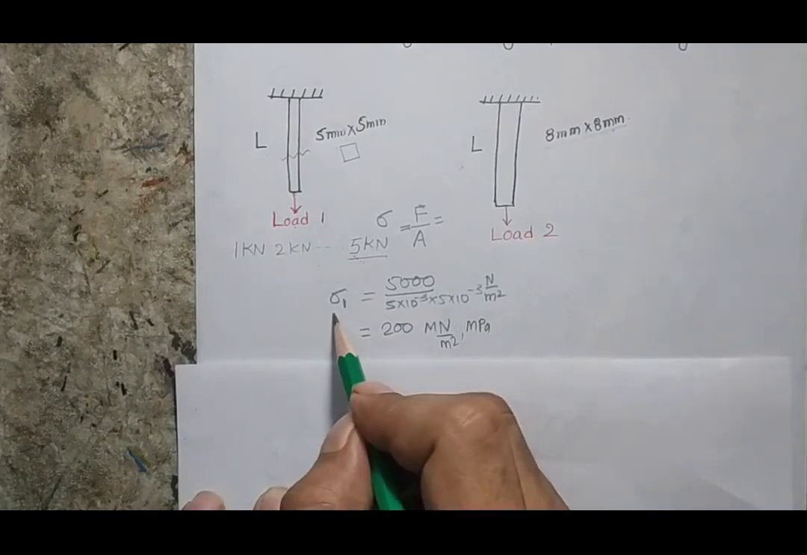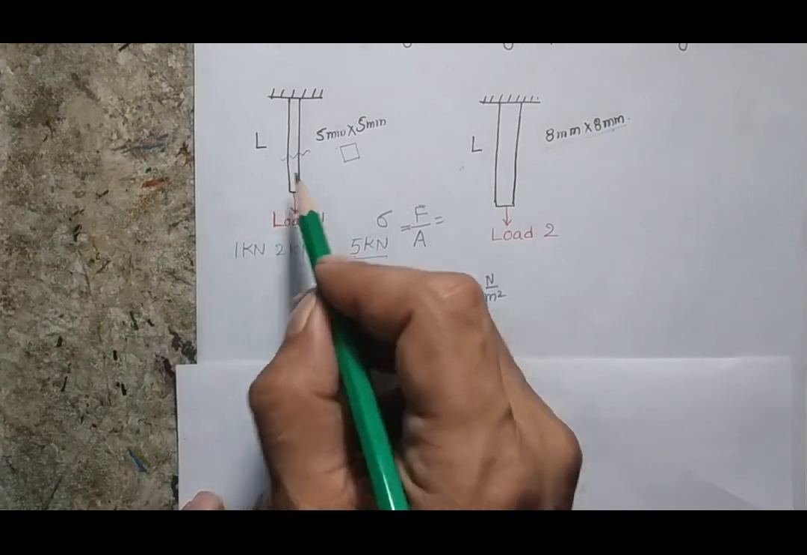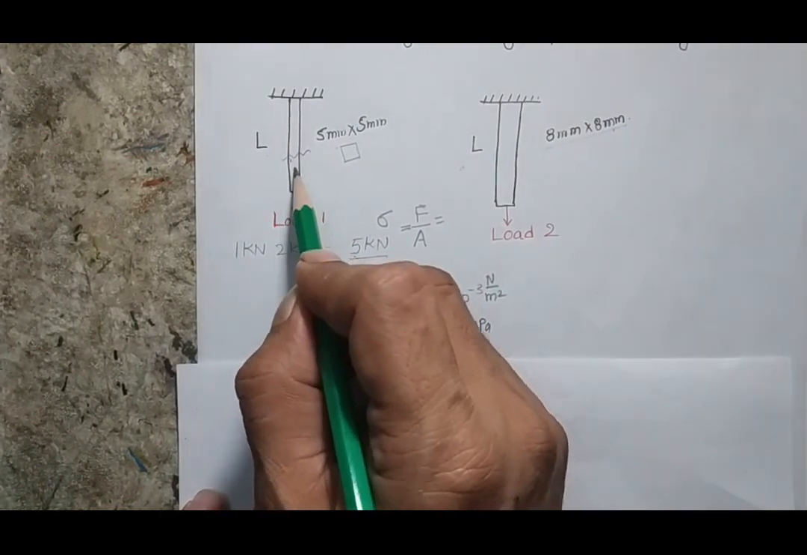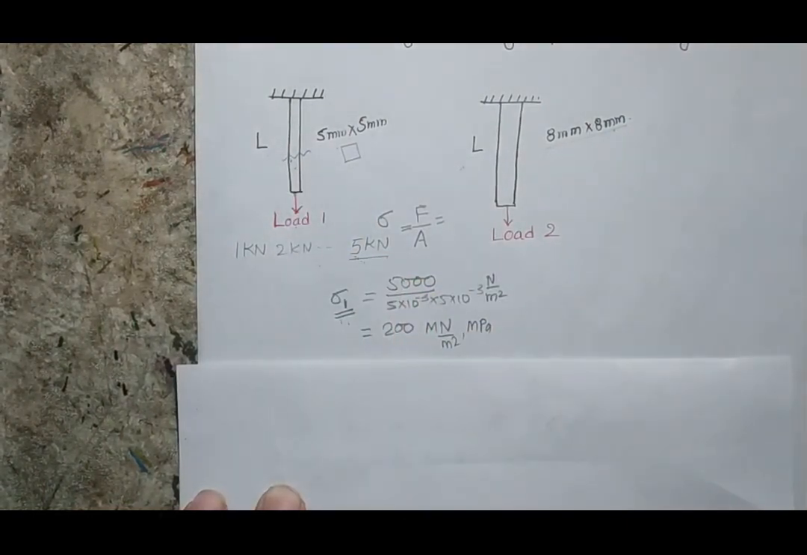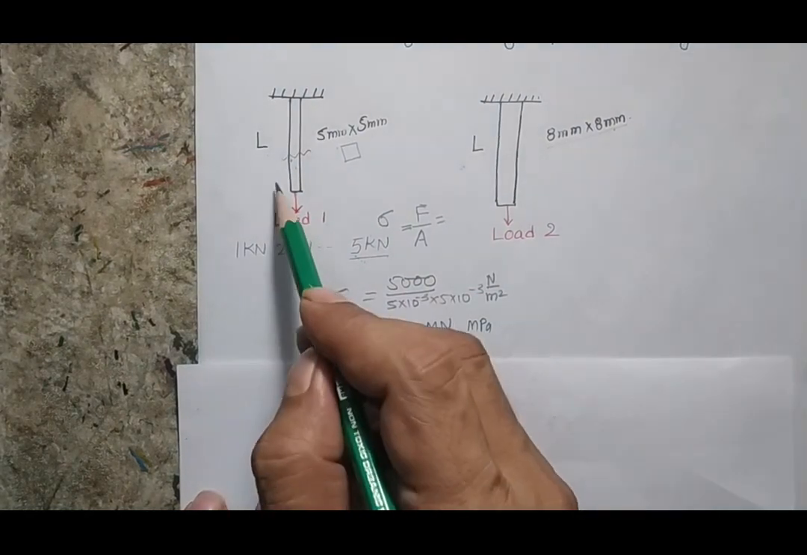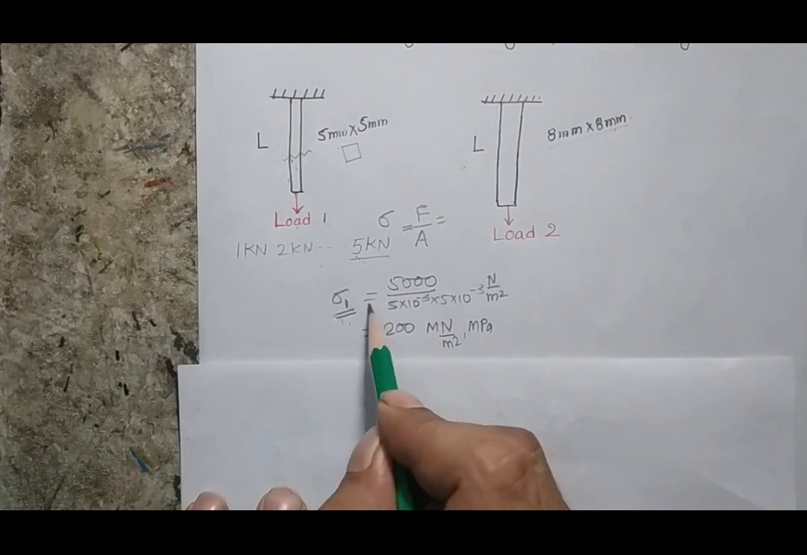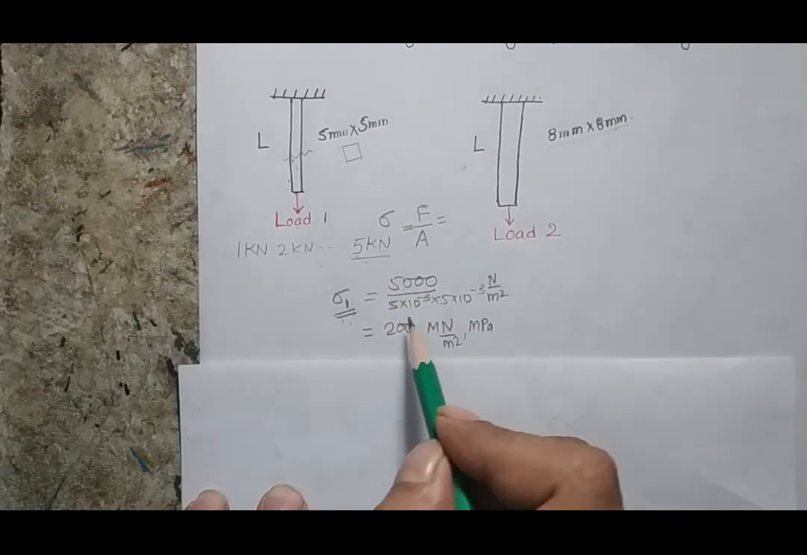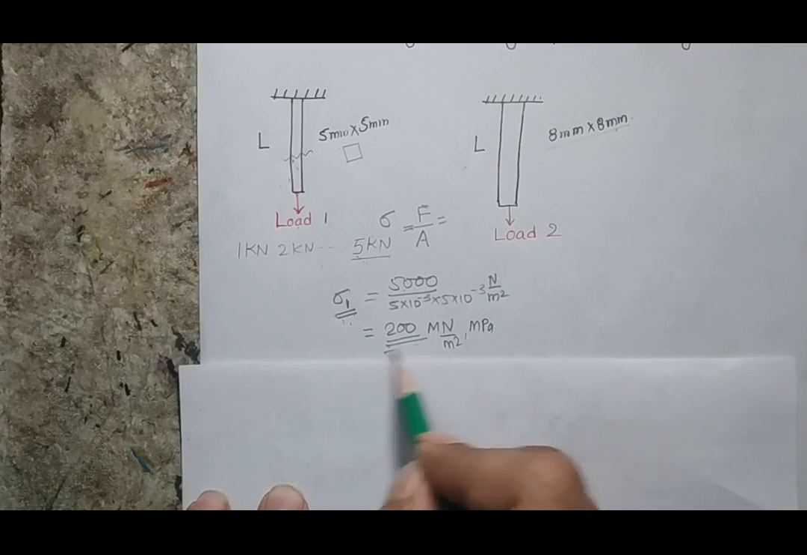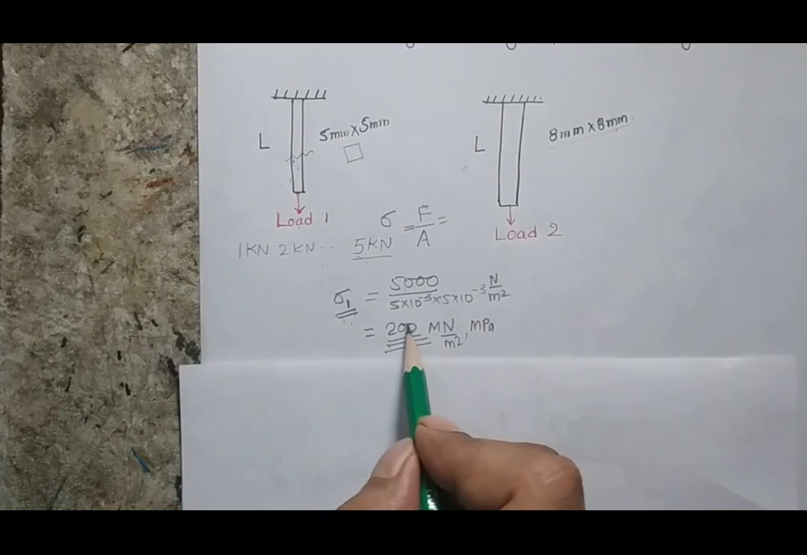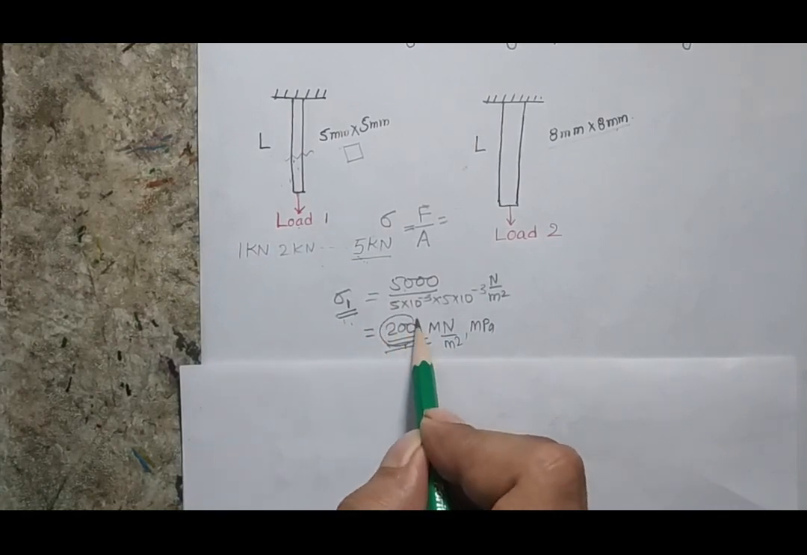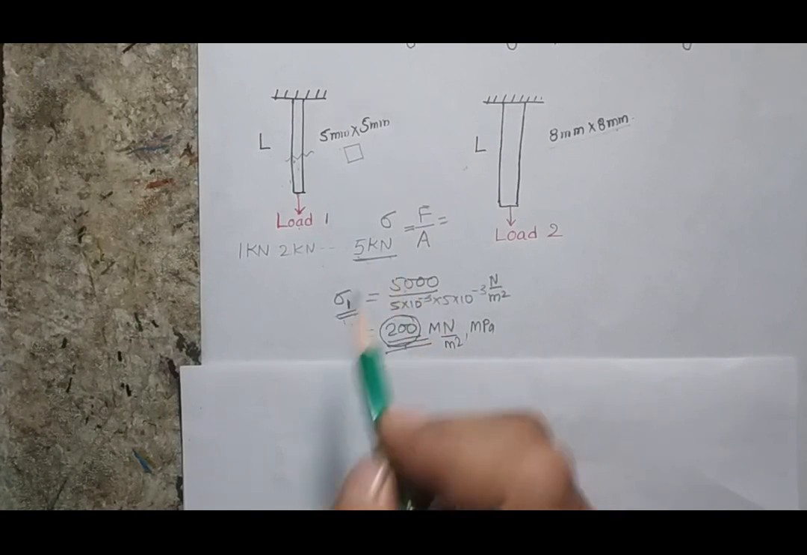That means this stress value defines the failure condition of this bar, and any cross-sectional body which has the same material will show failure when the stress value reaches a value of 200 mega Pascal. That means this 200 is the failure condition, not the 5 kilonewton value.